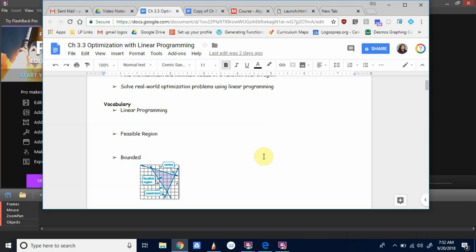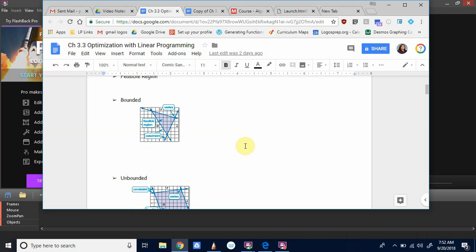Then we have what's called a feasible region. We've already learned how to solve systems of inequalities, and we did it in 3.2. And when we got one that was completely closed, we said this area right here in between is called the feasible region. So it's just an enclosed region formed after our constraints are graphed and the vertices are formed. Now you have two types of feasible regions. You have a bounded and an unbounded.